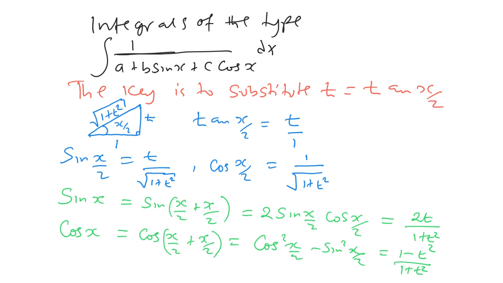Remember, this integral is with respect to x, so we also have to change the variable from x to t. How do we do that? Since we are making the substitution t equals tan x over 2, we can say dt by dx is equal to, when you differentiate tan, you get sec, but you have to differentiate the angle and multiply, so this is a half sec squared x over 2.